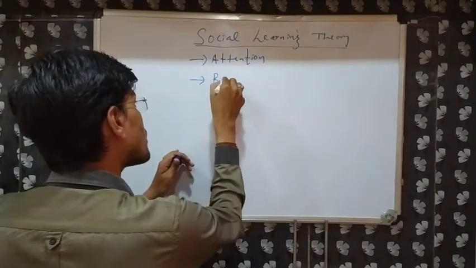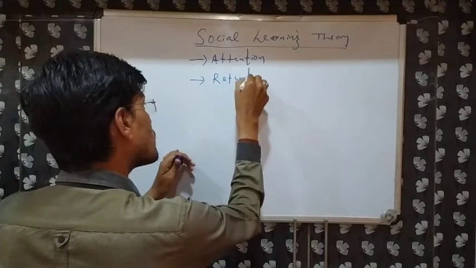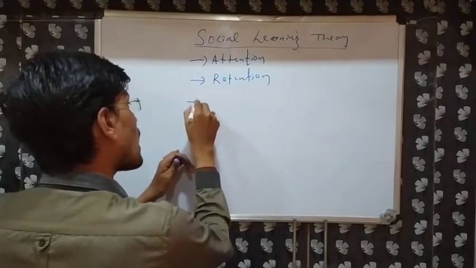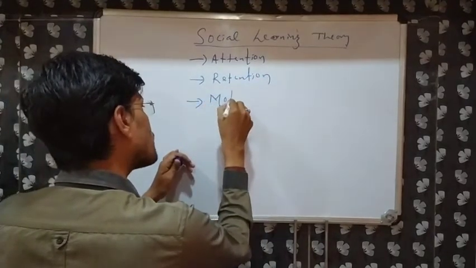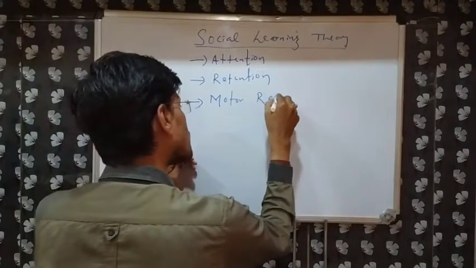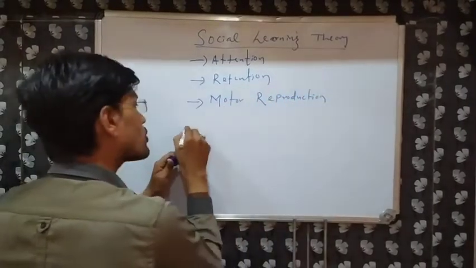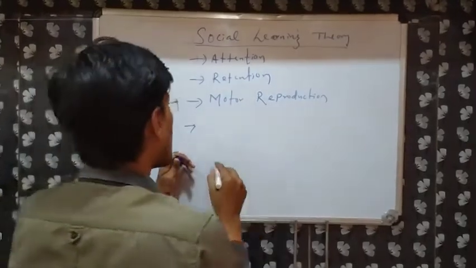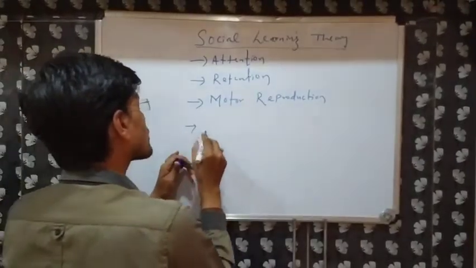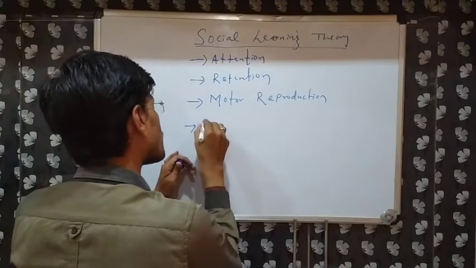Second is retention. Third is motor reproduction. And fourth is reinforcement. Attention, retention, motor reproduction, and reinforcement.